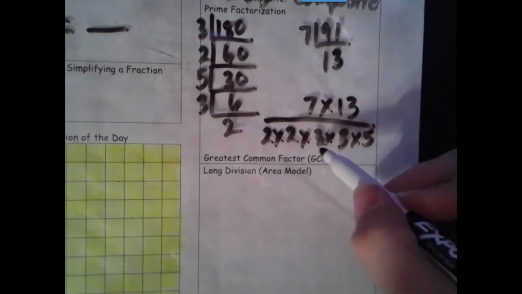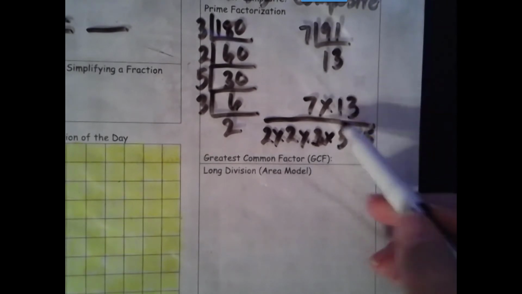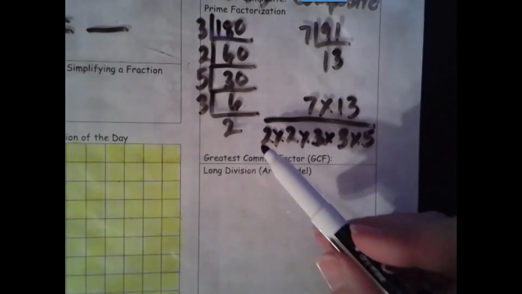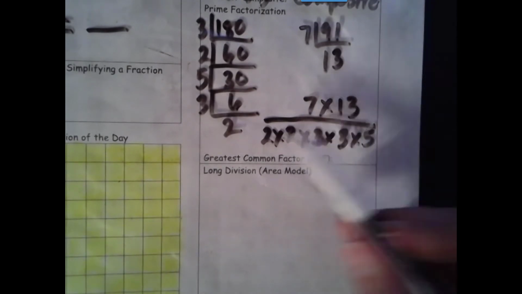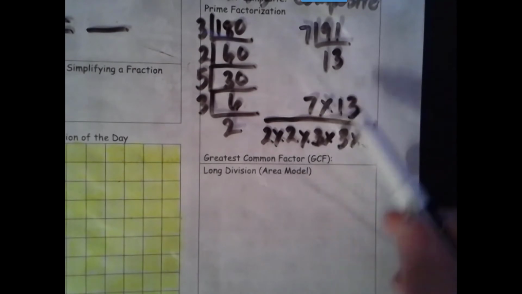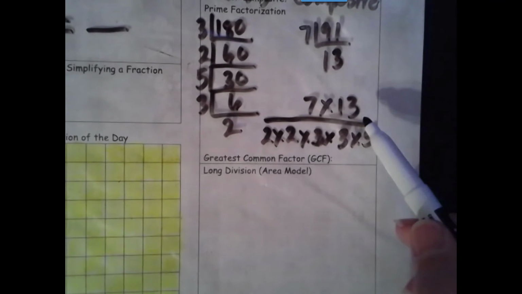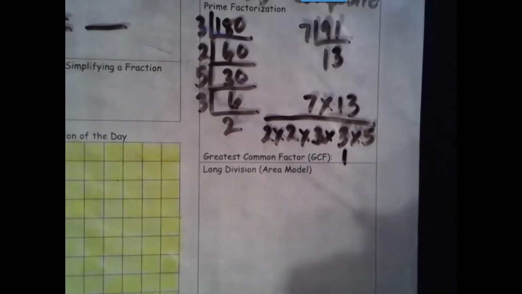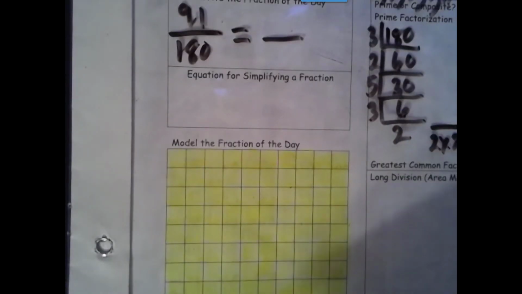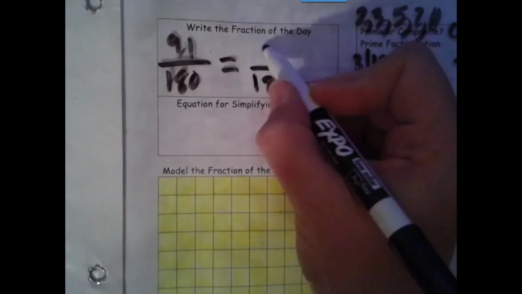Do we have any factors in common? Now I know there's a 3 in 13, but we're looking at the number, not just the digit in common. Is there any 13s down here? No. Any 7s? No. Any 2s? Any number 3, not digit 3? Any 5s? Nothing in common, so that means our greatest common factor is 1. So let's go ahead and make our groups of 1. Done. How many total groups of 1 do we have? 180. How many are shaded in?